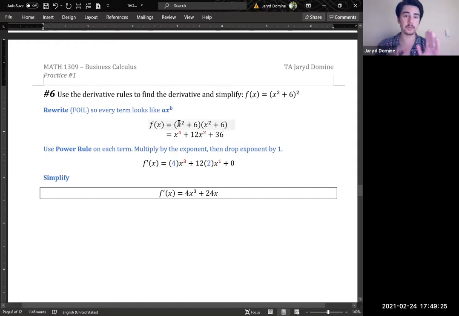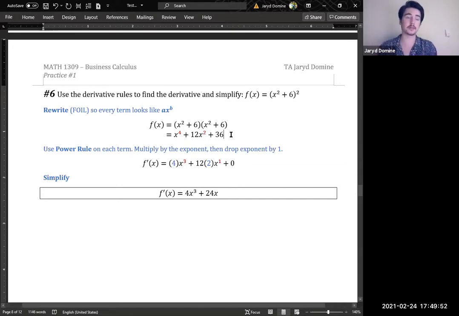So we have something squared. Write it out like this. So x squared plus 6 times itself. We're going to FOIL it out. So first terms, x squared times x squared gives us x fourth. The inner terms is 6x squared. The outer terms is 6x squared. So we get 12x squared. And then the last terms, 6 times 6 is 36. Okay, so that's just foiling.